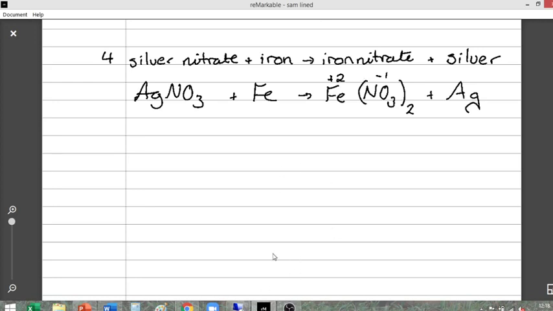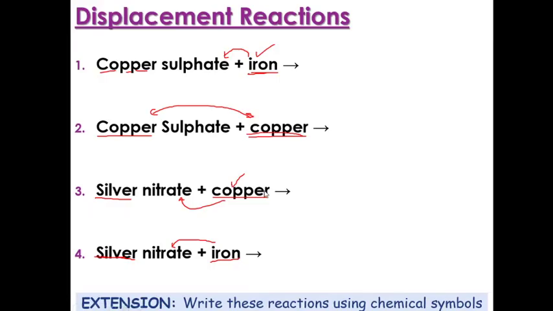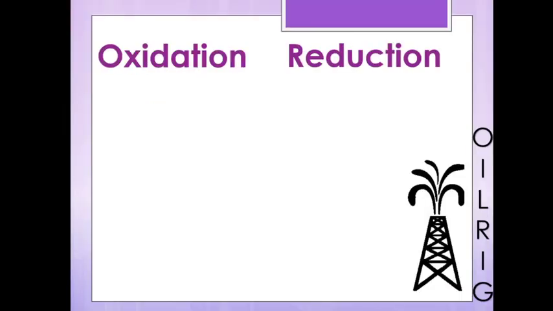Okie dokie, let's head back to the lesson PowerPoint and see what else we've got to be talking about now. Now, I will be coming back to these reactions to add something called a half equation. We'll come on to that in a few minutes. Right, these two words are extremely important for this topic.